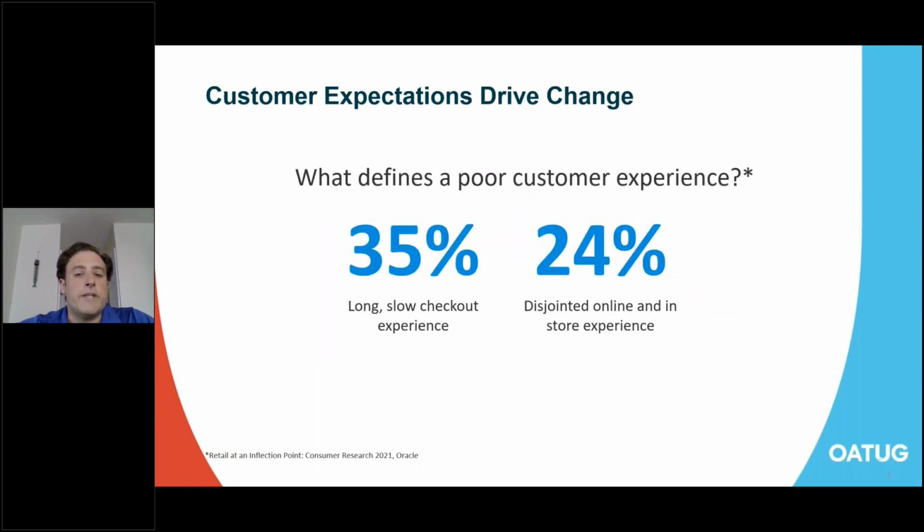And throughout all of this, the thing that's really driving all changes is customer experience, and that's always been the case, and I don't expect it to ever change. And when asked, many of our customers talk about what defines a poor customer experience as long, slow checkout or disjointed experiences between different ways that they communicate with their customers.